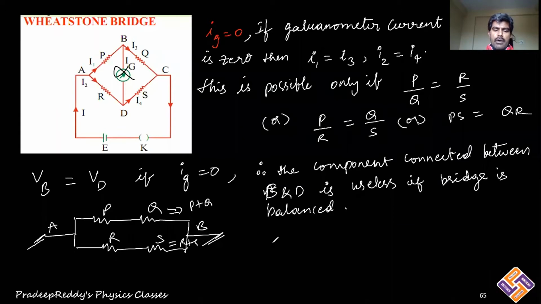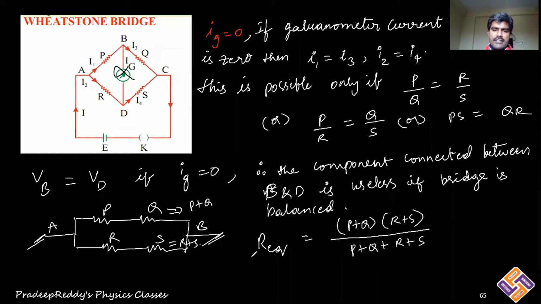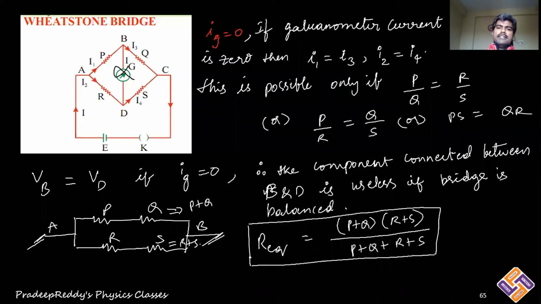R plus S. So R equivalent can be simply written as P plus Q into R plus S divided by P plus Q plus R plus S. This is the equivalent resistance of the resistors which are connected over there if Wheatstone bridge is balanced. So whenever Wheatstone bridge is balanced, directly you can use this relation: P plus Q into R plus S divided by P plus Q plus R plus S gives you the equivalent resistance of the whole circuit when the bridge is balanced.